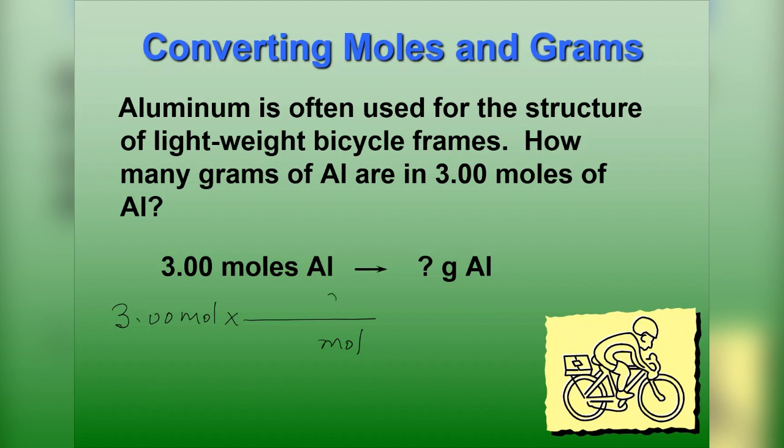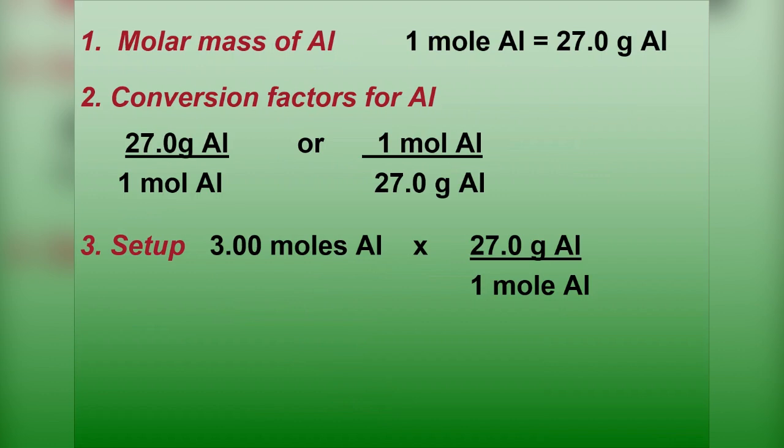How many grams? So gram, 1 mole is 27 grams. We round it off. So mole cancels out, 27 times 3. So what is it? 81 grams. That's the molar mass of Al. One more time, you can see and you can copy, you can take a picture, whatever you want to.